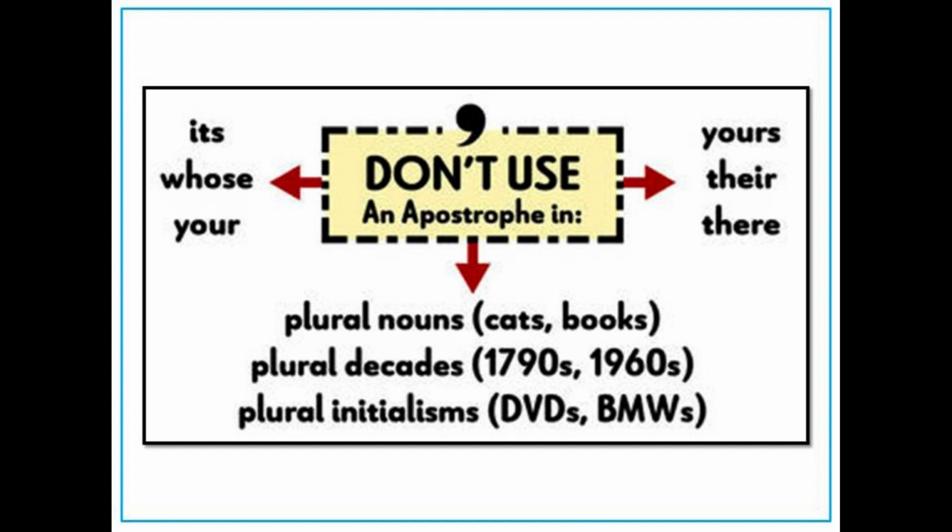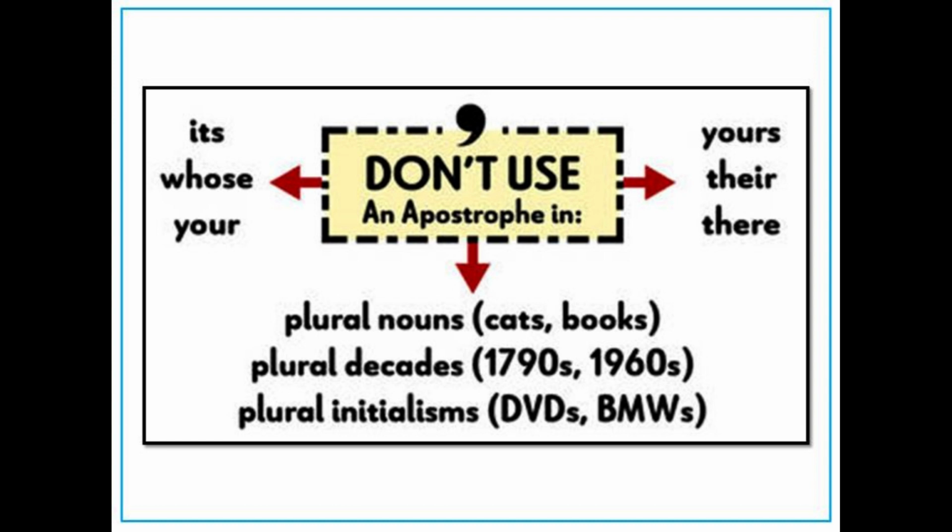Similarly, we do not write apostrophes when we are talking about plural nouns. When we are simply talking about more than one cat, we will not use an apostrophe. Similarly, when we are talking about decades, we will not use an apostrophe because we are treating them as plural years. So in the 1970s or in the 1790s, we are not going to write an apostrophe before the S here. However, if you are writing 1980s' best hits, then you will use an apostrophe because we are talking about the hits that belonged to the 1980s era.